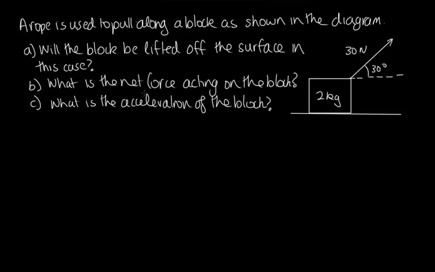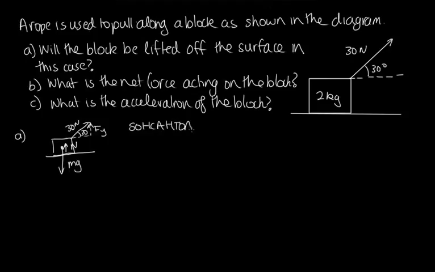So this is a relatively difficult problem. To do Part A, we're going to need to consider all the forces that are acting in the vertical direction. When we have a block like this, we've got the weight force acting downwards, the normal reaction force from the table acting upwards, and then in this case an additional force, we'll call it force Y, which is the vertical component of this applied force. So we can use SOHCAHTOA to work out the size of force Y.